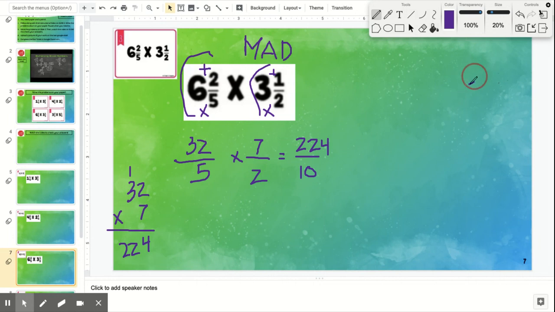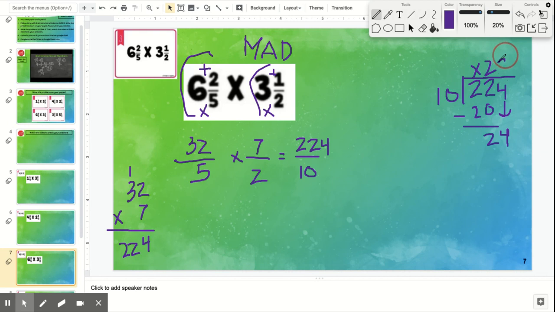So this is improper. We need to now divide this out to get our mixed number. And like I said, the numbers are getting a little bit bigger. So that does mean it might be a little bit harder. So let's work through this. 10 does not fit into 2, but it does fit into 22 2 times. So 10 times 2 is 20. You subtract and get 2, bring down the 4.